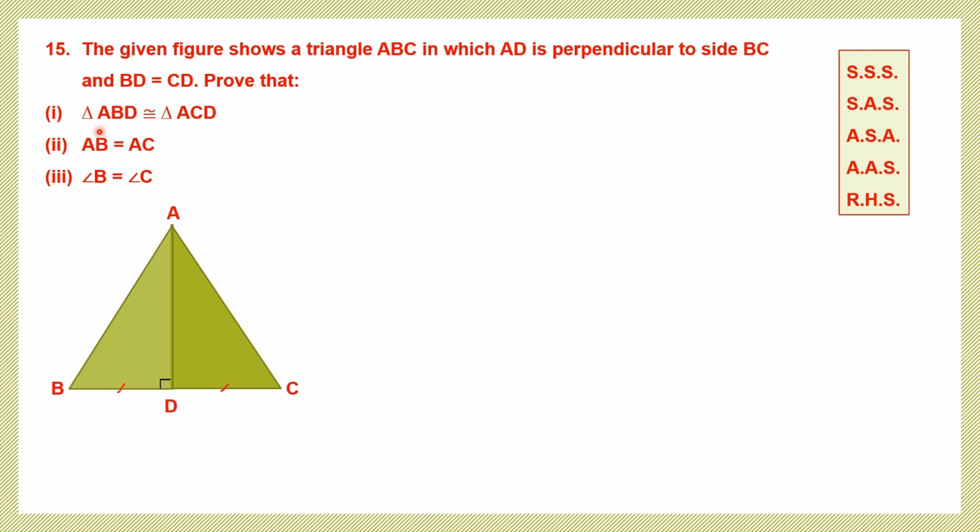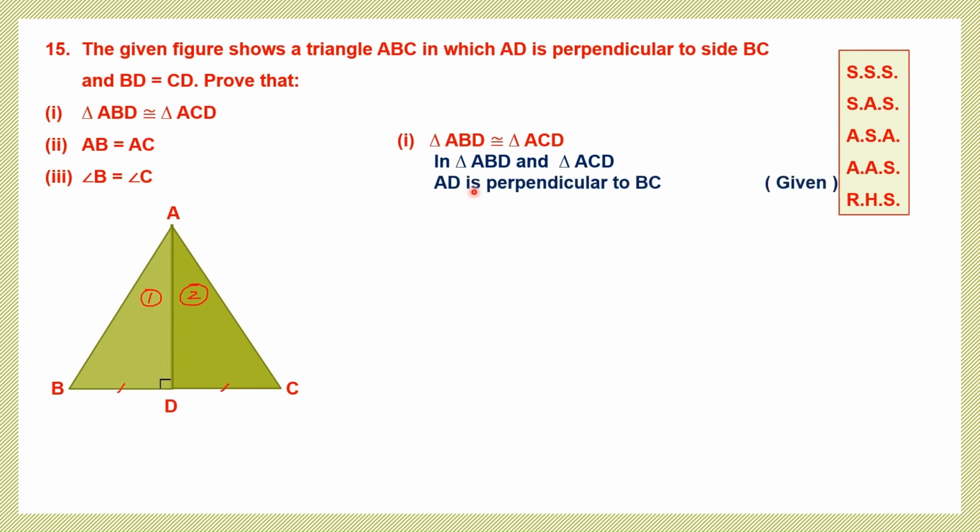Now we have to first prove that triangle ABD, that is this triangle, the first triangle, and the other side ACD, the second triangle, are congruent. So let's begin by writing, in triangle ABD and triangle ACD, what can we see? First we can see that BD and CD corresponding sides are equal. So AD is perpendicular to BC, it's given, and BD is equal to CD is also given to us.